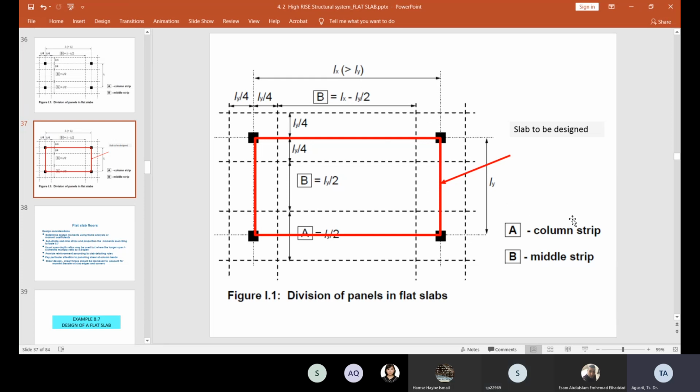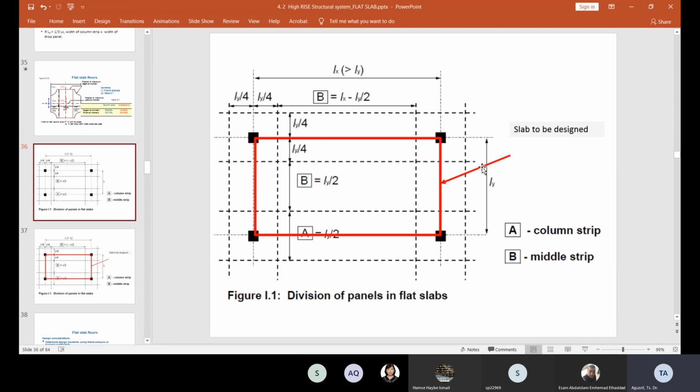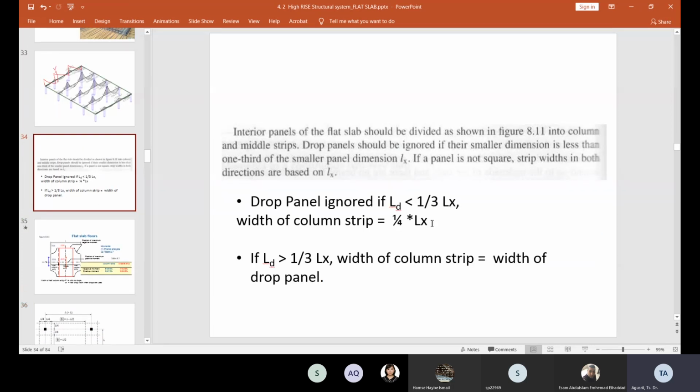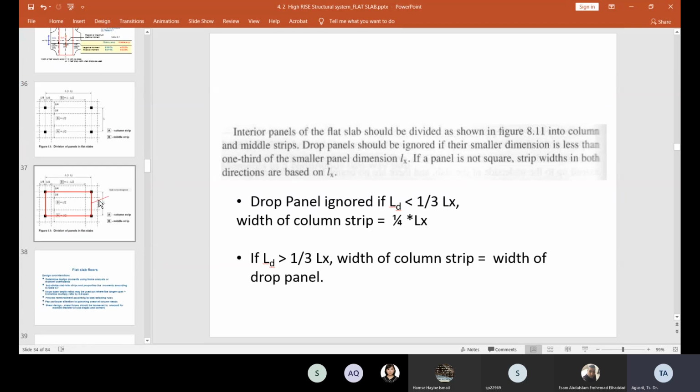This slide contradicts the previous slide, so that's why I already highlighted to you that we refer to the shortest span only. In the previous slide you can see Lx is actually the shortest span.